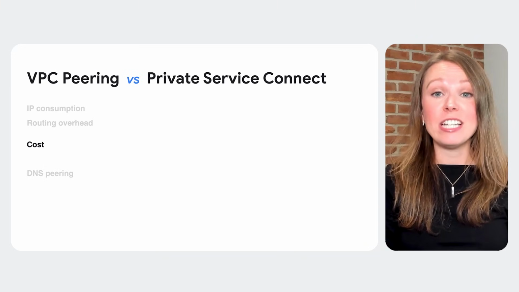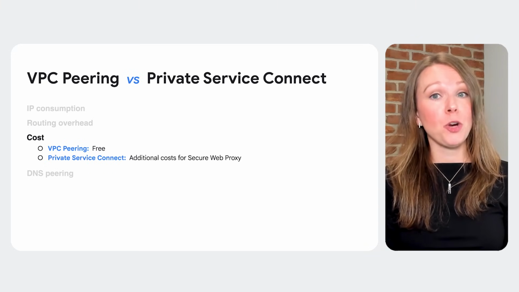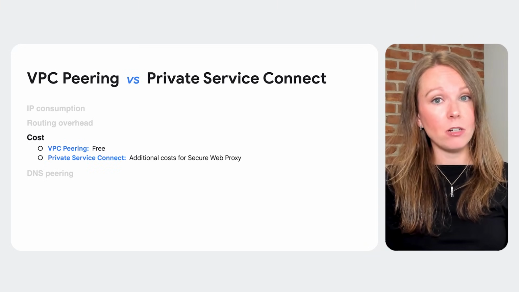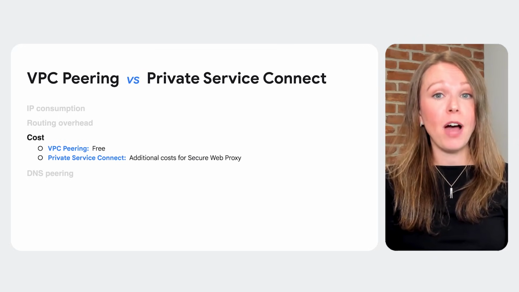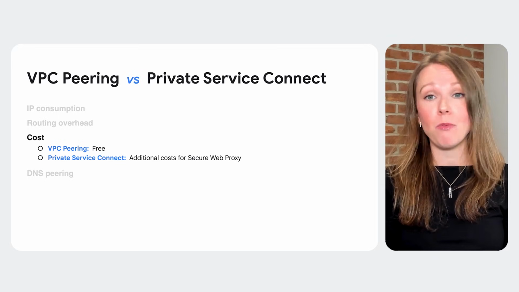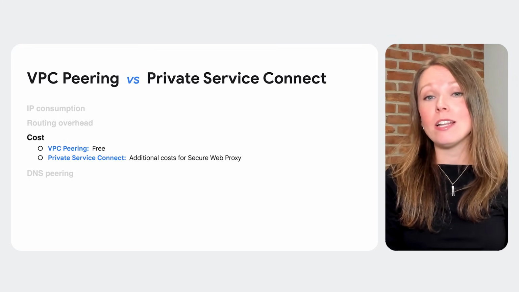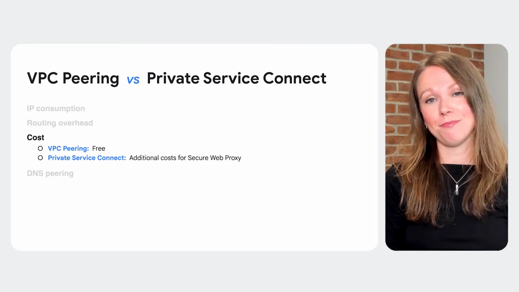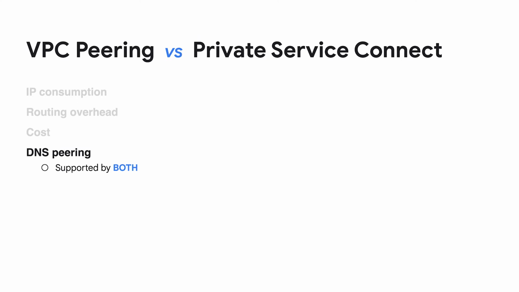The third factor is cost. The PSC with Secure Web Proxy southbound connectivity model is a great option if you need to preserve IP space and want to simplify routing operational overhead, but it does introduce additional costs. One important detail to call out that at one point was a key decision factor, but isn't anymore, is DNS peering. Until recently, DNS peering was not supported for the PSC deployment of Apigee. This is no longer the case. PSC and VPC peering options both support DNS peering.